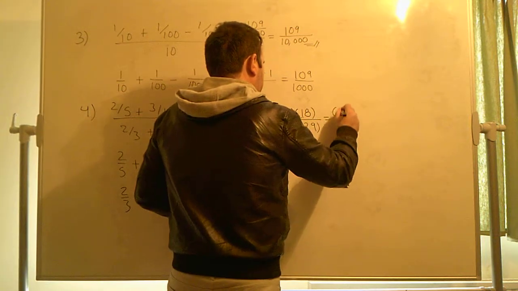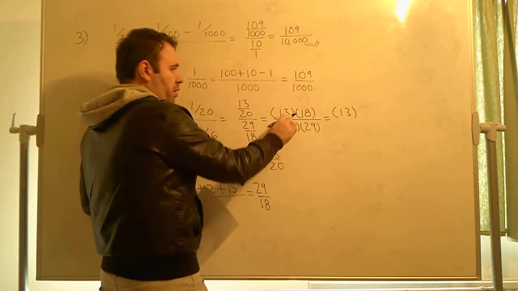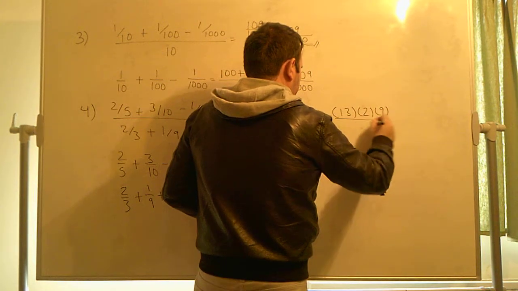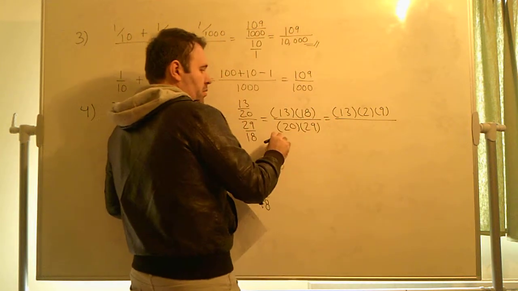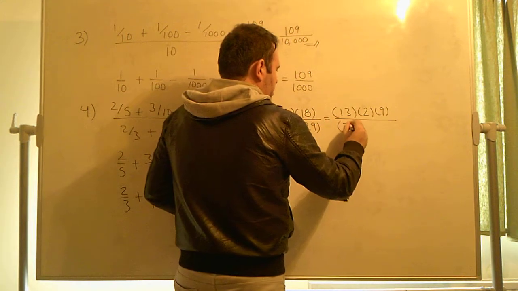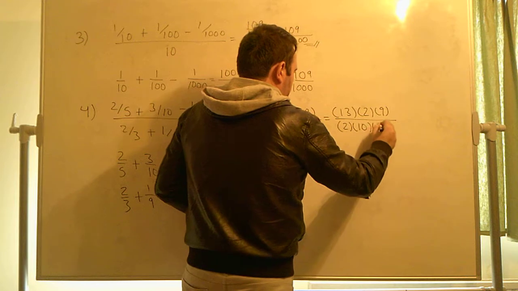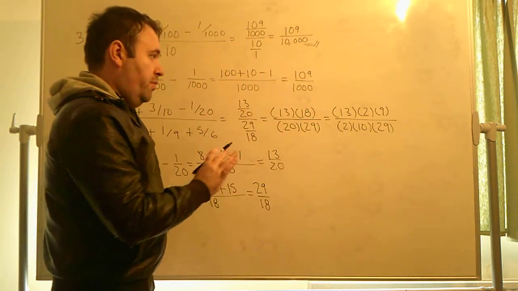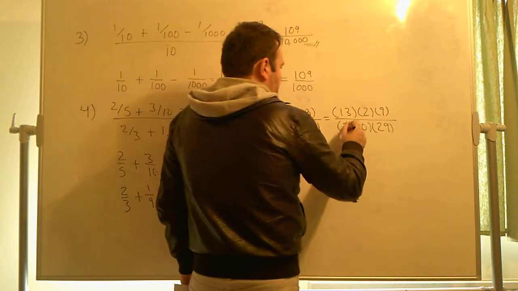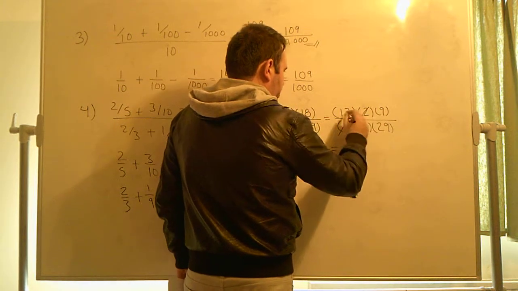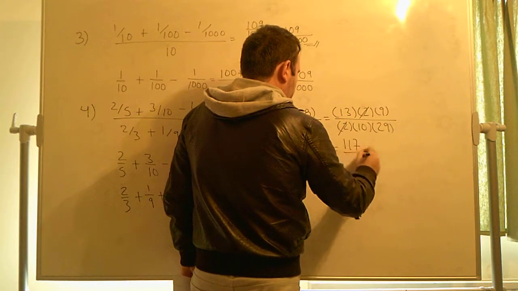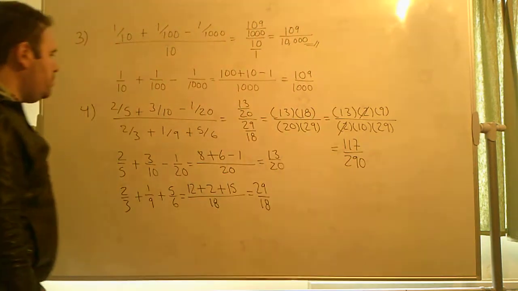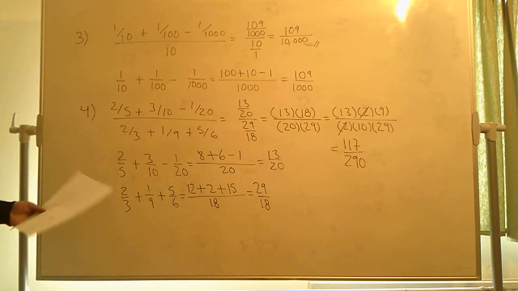Now we remember that 18 is equal to 2 times 9, and that 20 is 2 times 10. We leave the 29 alone, and then 2 divided by 2 is 1, so this would be 117 divided by 290. Okay?